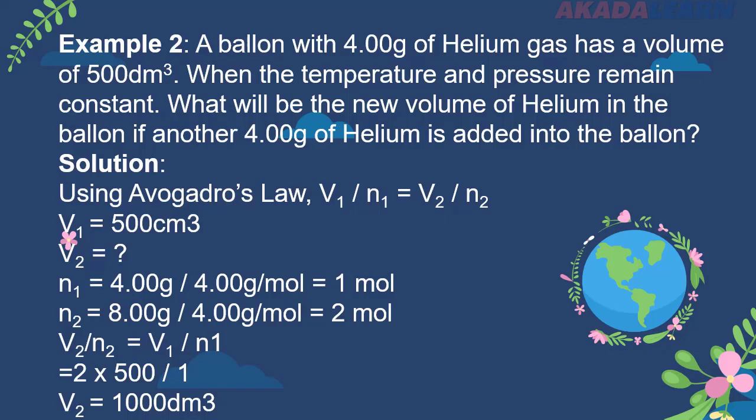So using that, V1 over N1 equals V2 over N2. We are going to make V2 the subject of the formula. When we input the figures, you will see we are going to have a final answer of 1000 dm cubed as our answer.